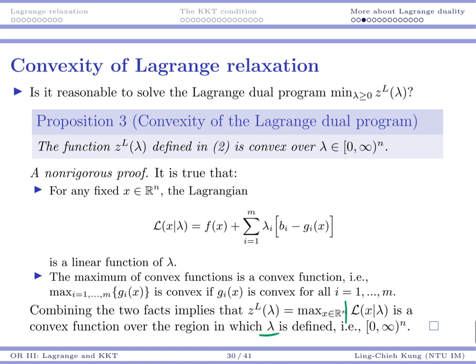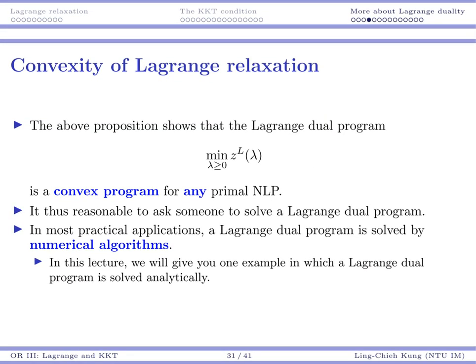This has nothing to do with the convexity of the Lagrangian over x, because in this proof we consider x as given parameters. There are all kinds of x, but whenever one x is chosen, your Lagrangian is linear in lambda. Then for this Lagrangian dual, you can take lambda as the variable. That's how you combine these two facts to prove that this is a convex function of lambda. So this proposition shows that our Lagrangian dual program is always a convex program for any primal nonlinear program. Hopefully we all appreciate this beautiful result. Whatever primal you have, your dual is always convex. So now it's reasonable to ask someone to solve a Lagrangian dual program.